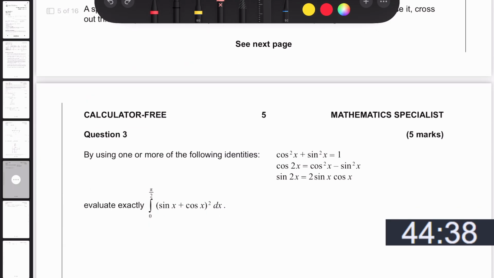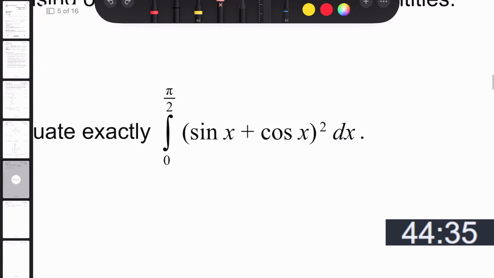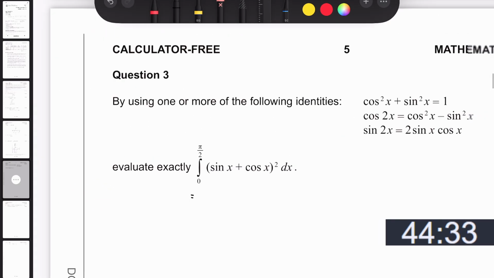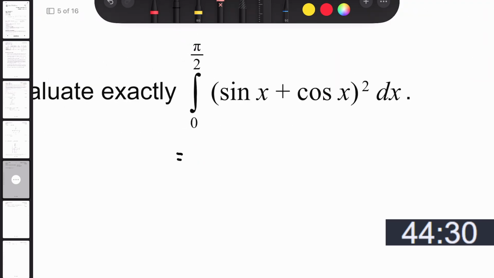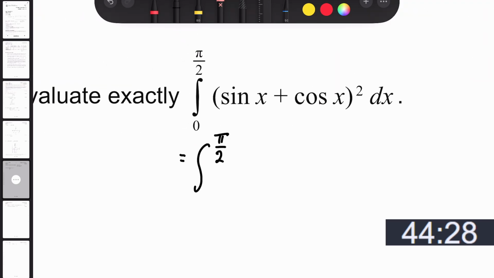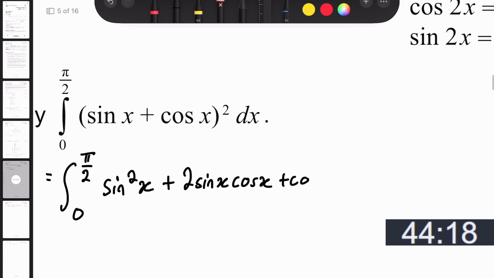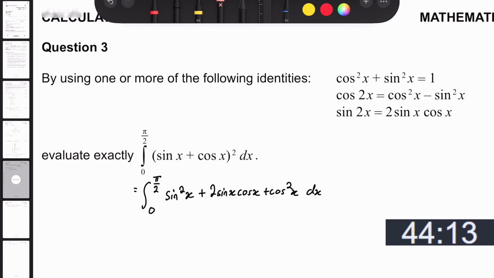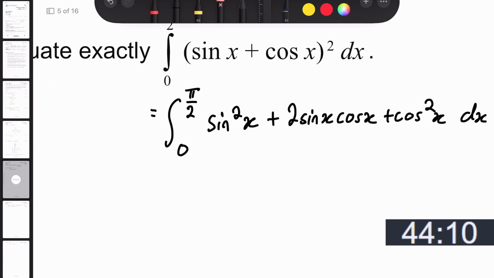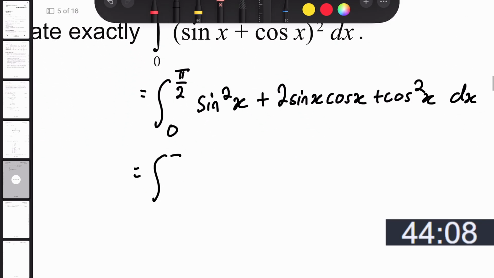Using one of the following identities, solve this. So let's see, sine of x plus cosine, so this is going to equal, let's do pi on 2. Let's just expand this like normal. So sine squared of x plus 2 sine of x cosine of x plus cosine squared of x dx. Then it's going to be equal, pi on 2 to 0.